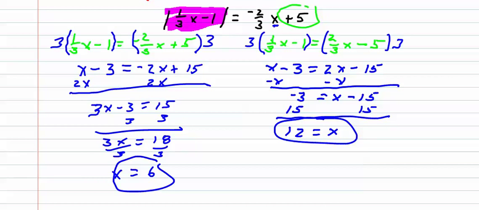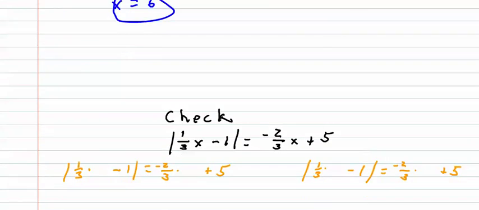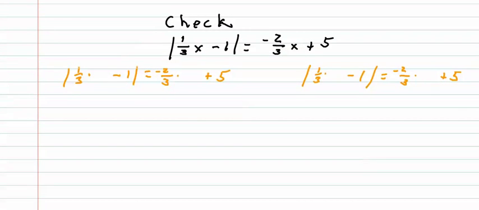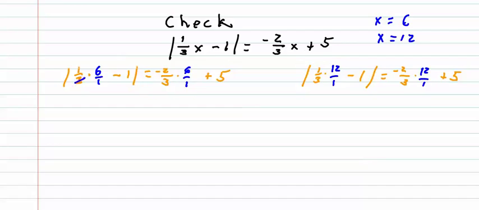But because I have this x outside of my absolute value, I need to check. So I'm going to check with 6, and I'm going to check with 12. All right, my original equation is this, and we found out that x was 6 or x was 12. So I'm going to put in 6 on this side. I'm going to put in 12 on this side. And notice I used the original equation with my absolute values. Now let's see what happens.